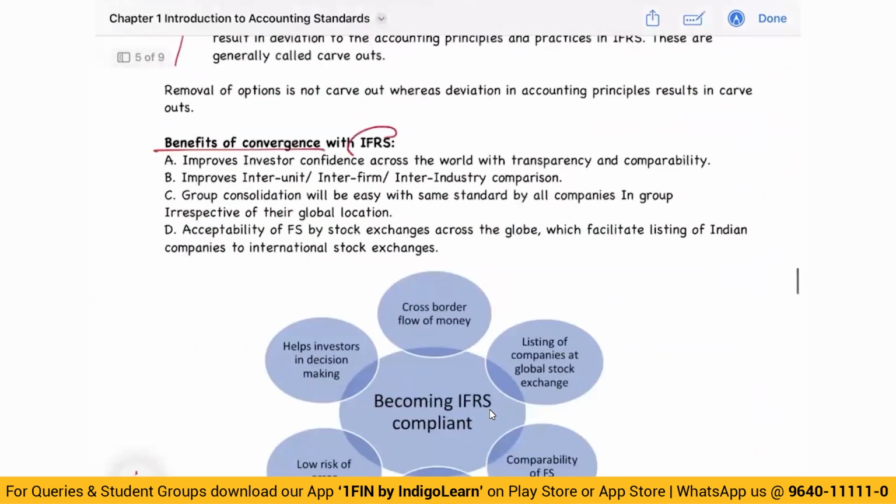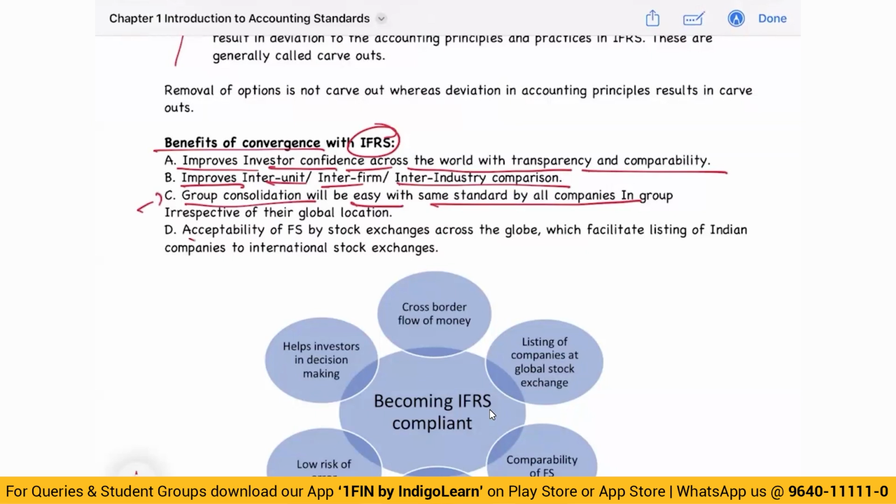What is the benefit now? See, we talked about need. Why did we go? What was the benefit? It improves investor confidence across the world with transparency and comparability. Similar points. Improves inter-unit, inter-firm, inter-industry comparison. Group consolidation will be easy with the same standard by all companies. So just imagine there are multiple different companies following each accounting standard separately. Consolidation will become a nightmare. So with the help of this, consolidation becomes easier.